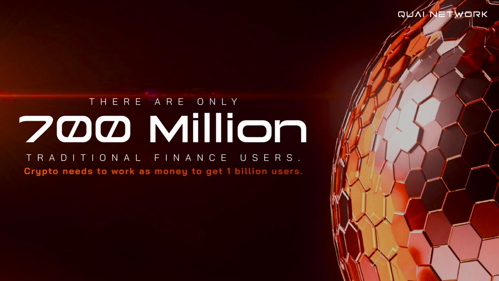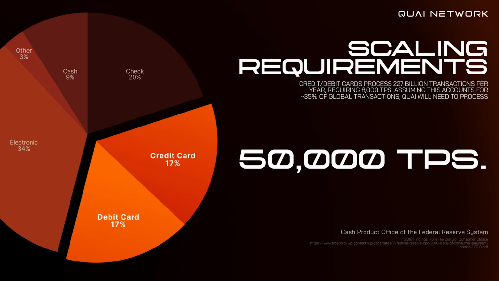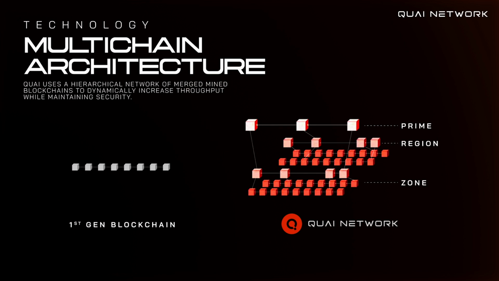Before we get into it, I just want to give a little bit of context for everybody. We're going to have a technical presentation here, but I want to give the context for why we're talking about the technology. The idea with Quai Network, the goal here, is to create a system that can function as money. The requirement to function as money is somewhere on the order of, say, 50,000 transactions per second. To do that, Quai has implemented a multi-chain architecture.